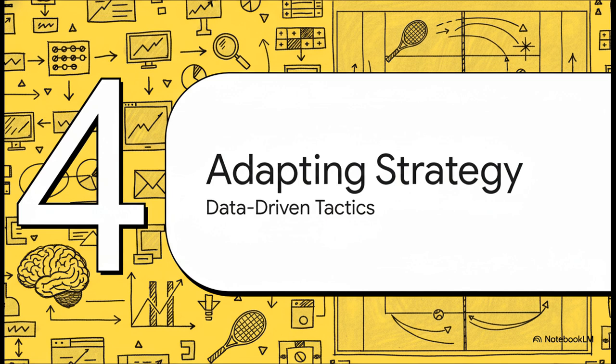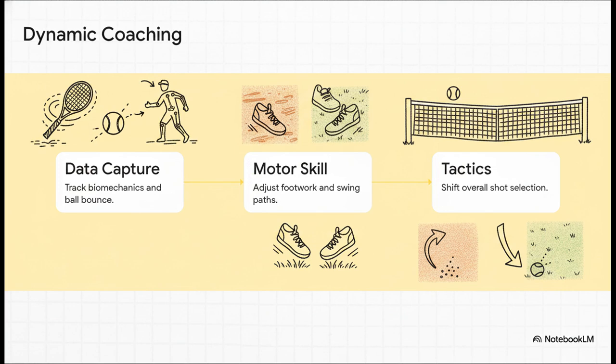Which brings us to our final chapter, Section 4, Analytics and Adapting Strategy. So, we've seen the physics, we've seen the biomechanics, and we've seen the injuries. How do you actually tame the invisible opponent? Well, modern tennis coaching has evolved into what's called the dynamic systems coaching approach. It's essentially a 3-step method to hack the surface.